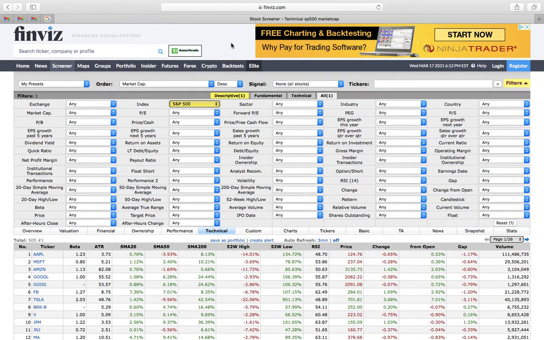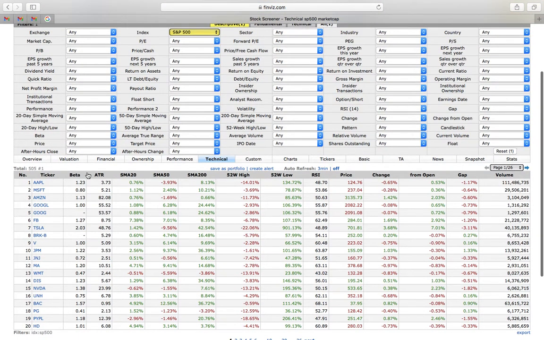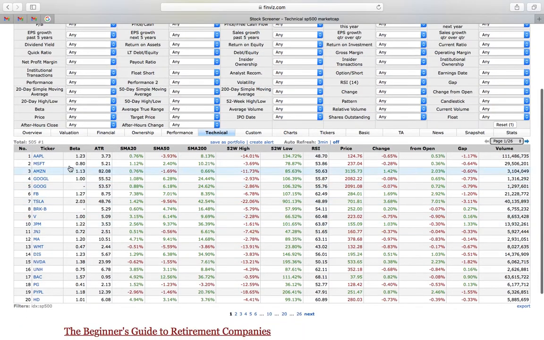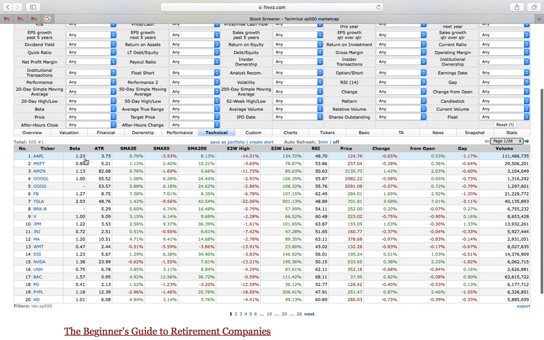Everybody. Today I want to talk about the beta. When you invest in the stock market, you often see the beta. Here, this is the beta. This is the S&P 500. You can see Apple's beta is 1.23. Microsoft's beta is 0.8. Amazon is 1.13.